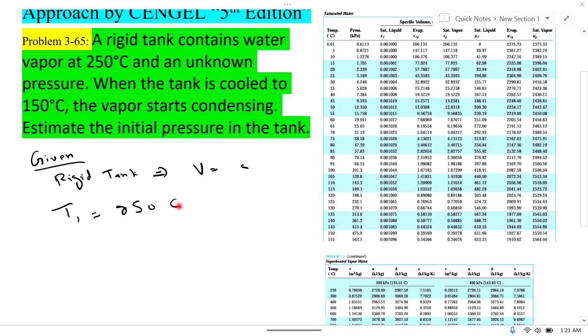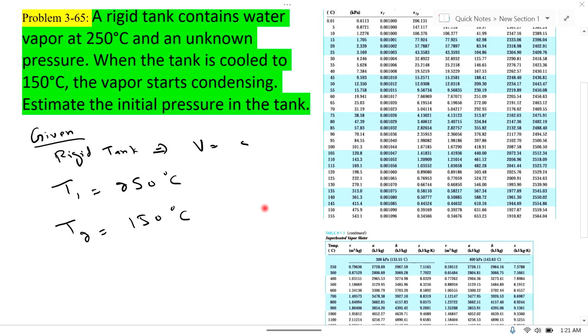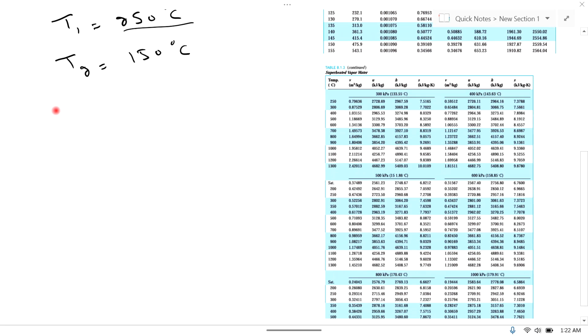T1 is equal to 250, at unknown pressure. When the tank is cooled, the final temperature is 150 degrees centigrade. The vapor starts condensing. It means that at 150 degrees centigrade the condensation starts. So the 250 degrees centigrade is a superheated temperature, because condensation starts at this point.